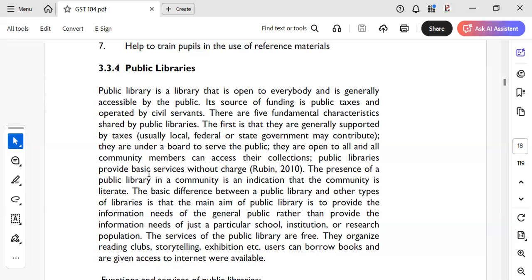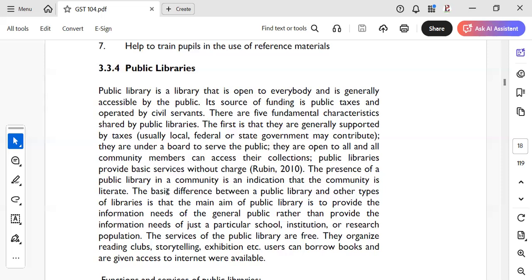Public libraries provide basic services without charge, which means if they are operating by standard rules, when you get there to do one or two things or get some materials, it should be for free, not that you'll be paying to access things there. It's a public library. It's taxes that fund them, not that they are meant to be collecting money so that they can do one or two things for themselves. No, they are supported by taxes.